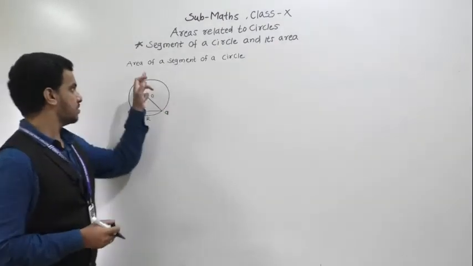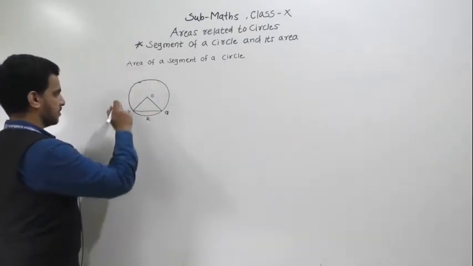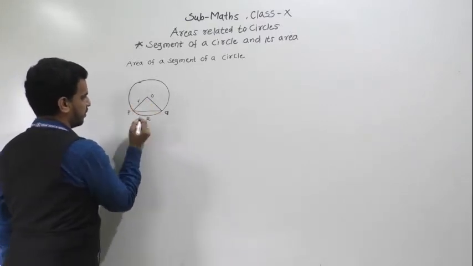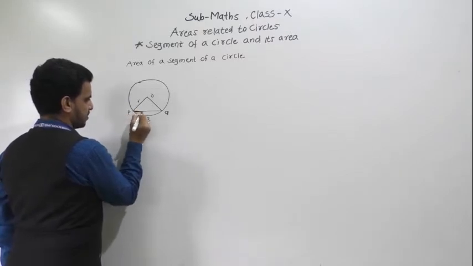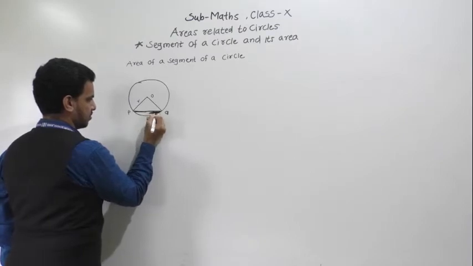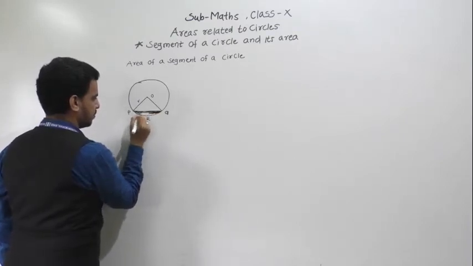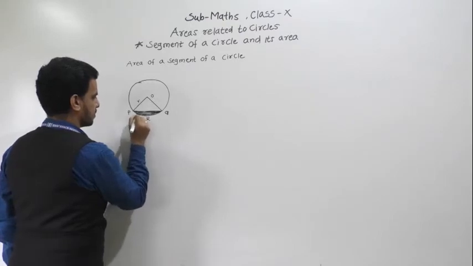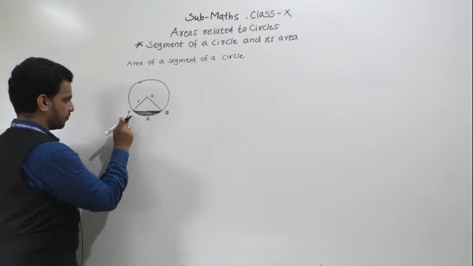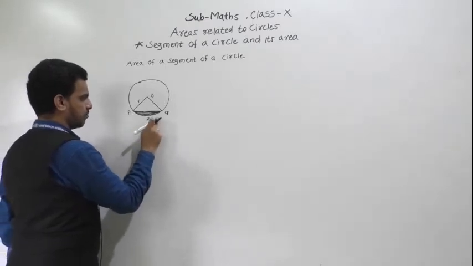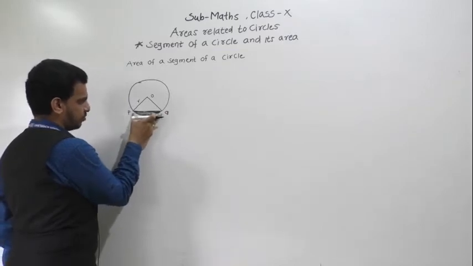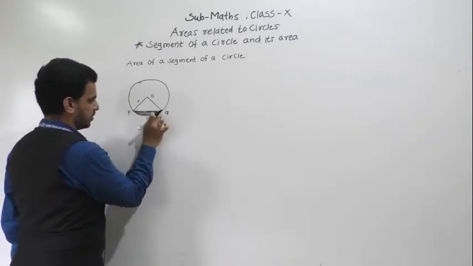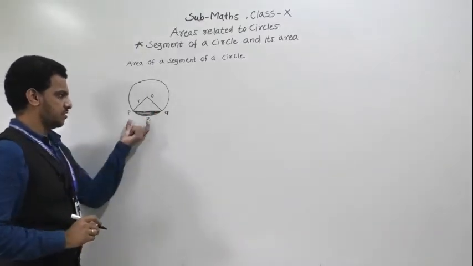The next point is the area of a segment of a circle. This is a circle having center O and radius R. Here PQ is a chord and this is a minor segment. I am shading this region, so you can understand this. Now we have to find the area of this minor segment, that is the area of PRQ. This is arc PRQ. When we say segment PRQ, then this is the segment.